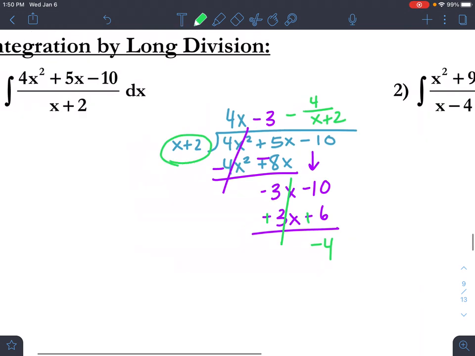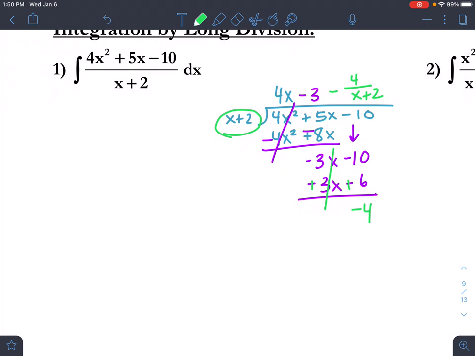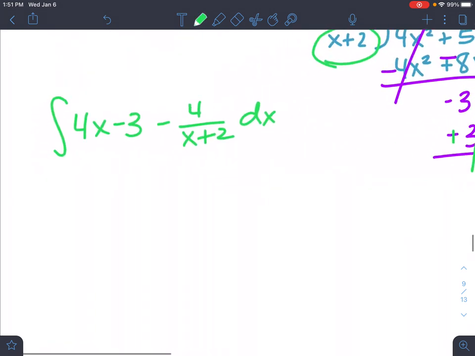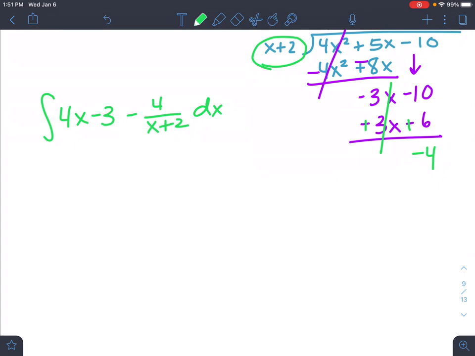Okay, so let's rewrite that here, guys. We've got the integral of 4x minus 3 minus 4 over x plus 2 dx. This is the same thing, right? This is dividing these two polynomials. Here's what I got. It wasn't perfect. There was a remainder, but now we can take the antiderivative because we know how to do each of these pieces. So 4x, well, raise the power, divide by the new power.